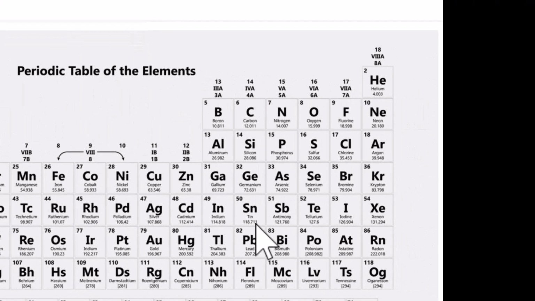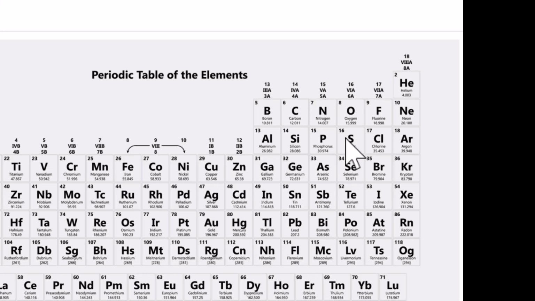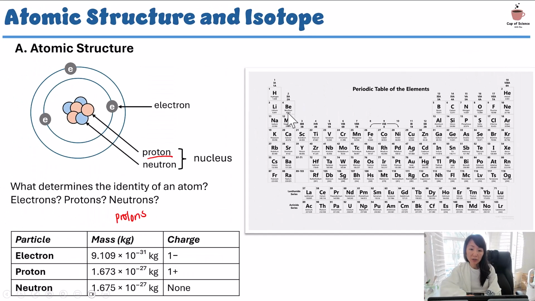So let's say sulfur, 16. Sulfur has an atomic number of 16, which means that it carries 16 protons. Let me come back to lithium again. What if lithium had 5 electrons? Is it still lithium? Yeah, it's still lithium. Whether it's 5 electrons or none or millions of electrons, as long as it has 3 protons, lithium is lithium. And same for neutrons. Even if the number of neutrons is not the same as protons, it will still be lithium.